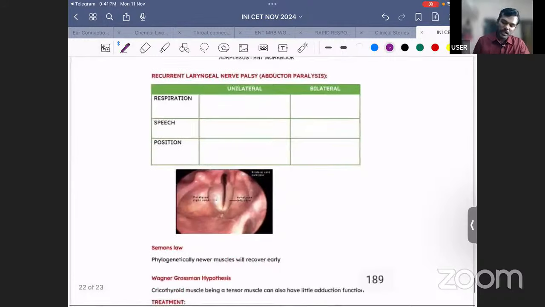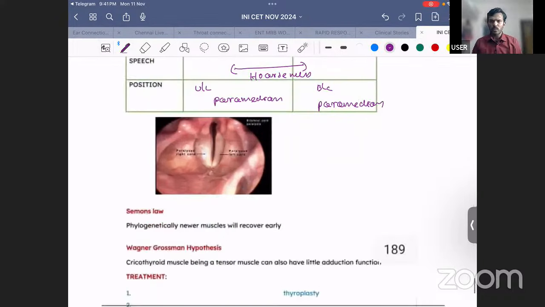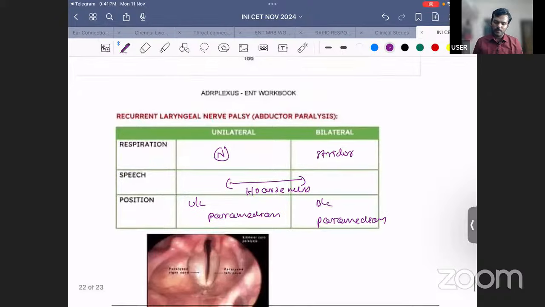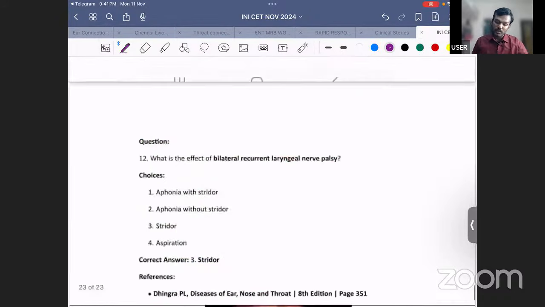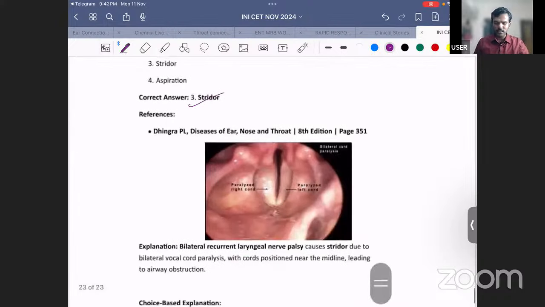The screenshot from our workbook: in unilateral palsy, respiration will be normal. Bilateral, there will be stridor. Speech, both will have a little bit of hoarseness, which is more in bilateral. Position, unilateral paramedian. Here, bilateral paramedian. So this is the screenshot from our workbook. And this is a screenshot from our question bank. The answer is stridor, which is a worse prognosis compared to other nerve palsies.